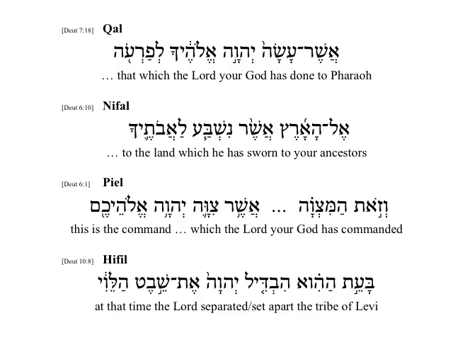Here's a series of examples of brief phrases featuring the different stems of the perfect verb. So here we have Asher asa Hashem Elohecha leFaro, and that we read as which the Lord your God has done to Pharaoh. And in this case, the Qal perfect verb, asa, it's just very, very straightforward and simple.